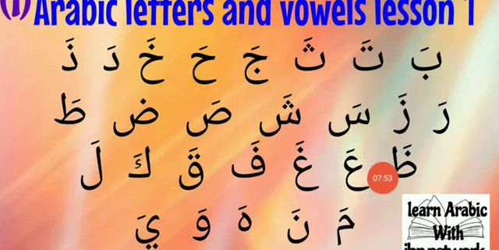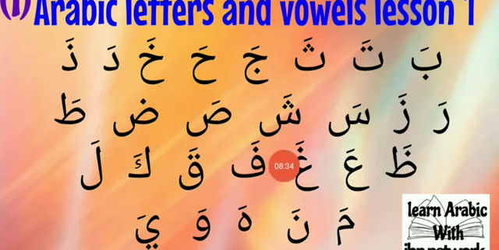Here we have ain together with fatha. So we say ain fatha a. So we have a, a, a. Here we have ghain together with fatha. So we have gha fatha gha, gha, gha, gha.